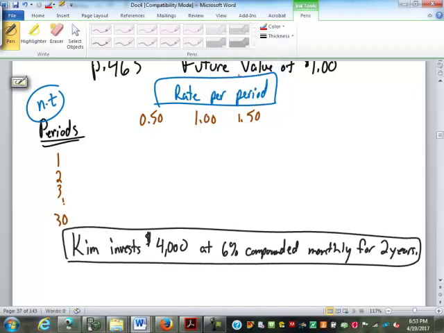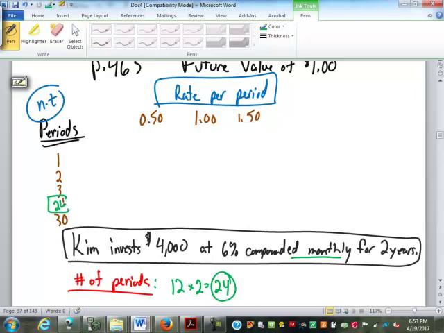So the 2 things we need out of here: number of periods. How am I going to find that? Yeah, how many periods per year? There's 12 months. It's monthly, so 12 times 2 years is 24. That's my number of periods. So on the left side here, we'd find the number 24.